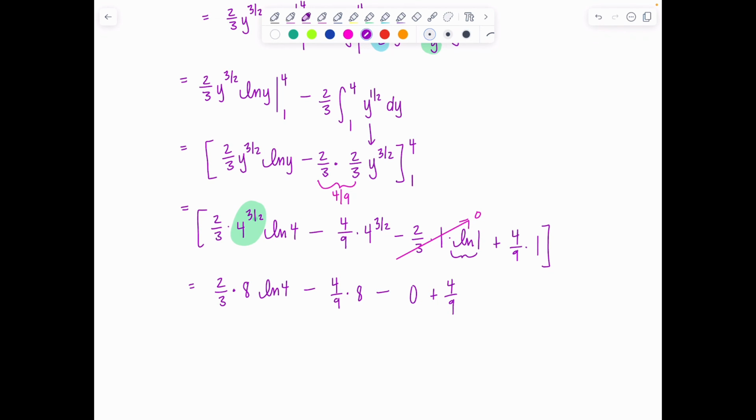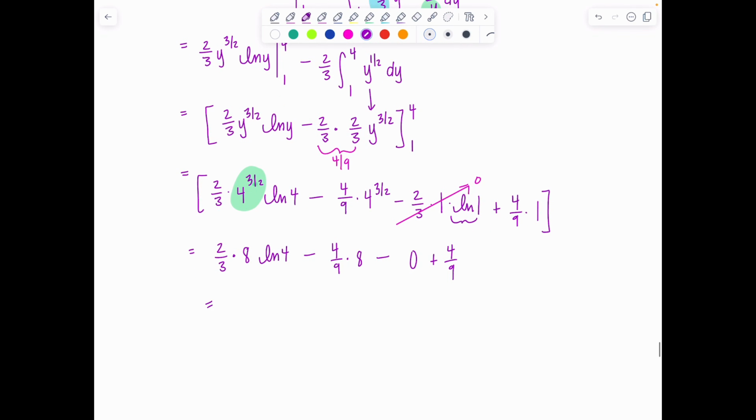Okay, very good. So what is this here? 16/3, natural log of 4. This is minus 32/9 plus 4/9. So that's minus 28/9.